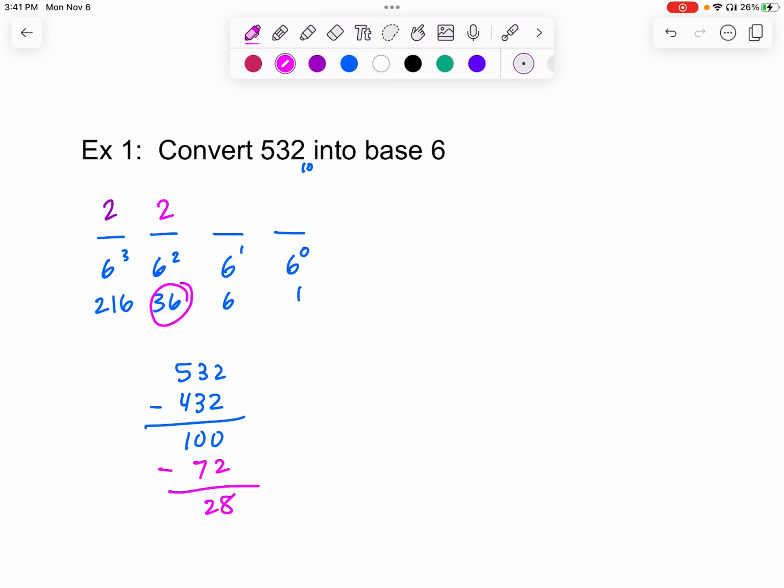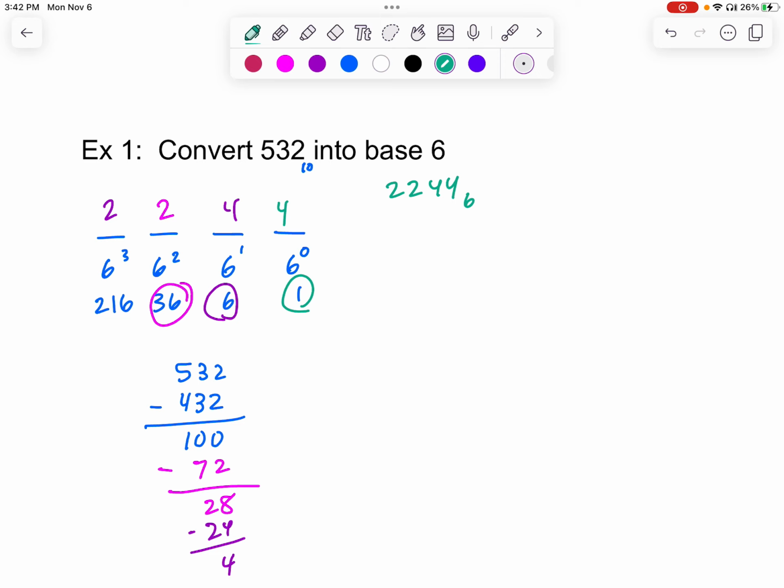And then now, again, I'm looking at how many 6s can I fit in here? Well, 6 goes into 28 4 times. So I'm going to subtract off 24, and then I'm left with 4. And then my last question is, how many 1s can I fit in here? I can fit in 4. So that will give me 2244, base 6.